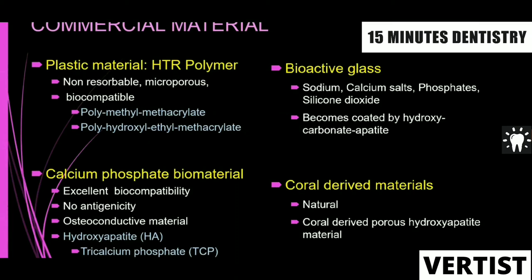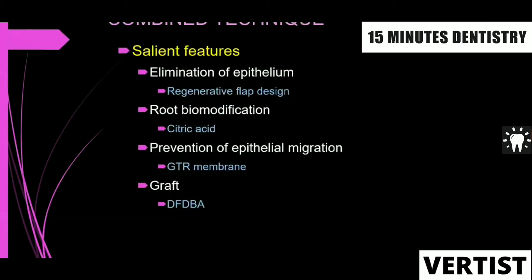The plastic materials like HTR polymer are biocompatible, microporous and non-resorbable, like polymethyl methacrylate and polyhydroxyethyl methacrylate. Calcium phosphate biomaterials have excellent biocompatibility and no antigenicity, like hydroxyapatite and tricalcium phosphate. These are available and certain studies have been done on them. Then bioactive glass like sodium calcium salts has been used and coated with hydroxyapatite crystals. Then the coral derived materials are natural, and they are porous hydroxyapatite materials.